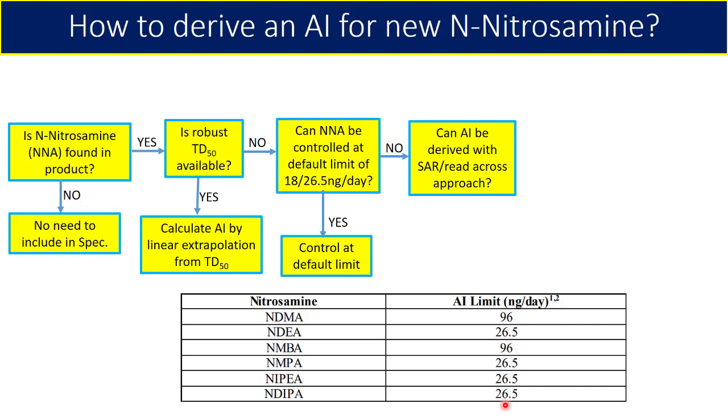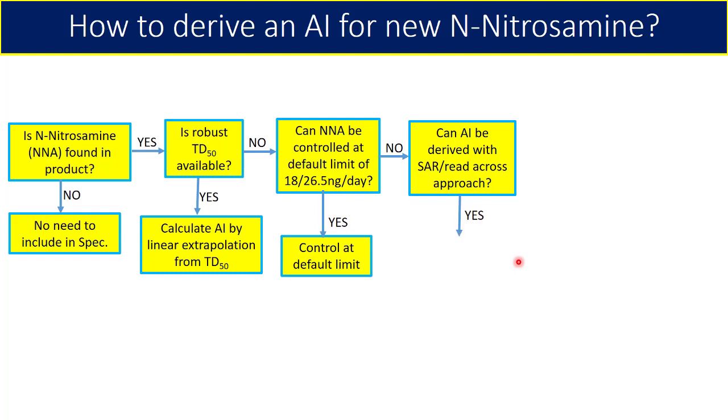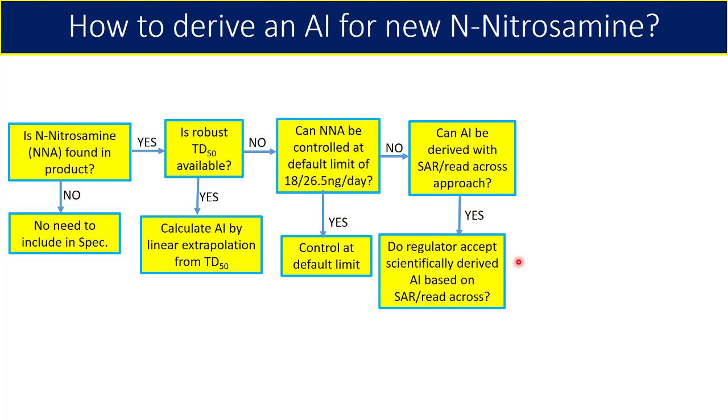So all these molecules do not have the TD50 values or the robust TD50 values. Only two molecules, NDMA and NDEA, have the robust TD50 values. So based on the structural activity relationship or read across approach, US FDA has derived the limit for the following nitrosamines. In case you can also use this approach and try to identify the acceptable intake.